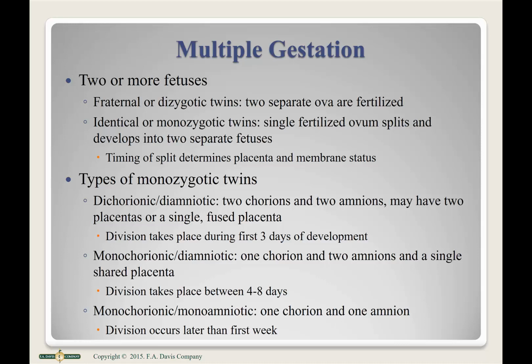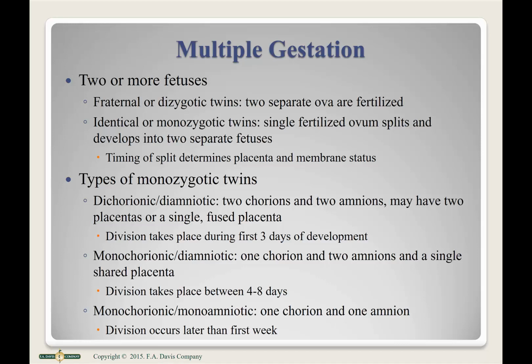Now, the monochorionic monoamniotic is one chorion, one placenta, one amnion, one sac. So they're both in the same bedroom, basically. Okay. This division happens after that first week of fertilization, and you will often hear the slang when we talk about twins, when we say, what kind of twins do you have? Someone might say, I have a di set of twins. So that means dichorionic, diamniotic. Or they might say, I have a mono-di set of twins. That means monochorionic, diamniotic. Or they might say, I have a mono-mono set of twins.